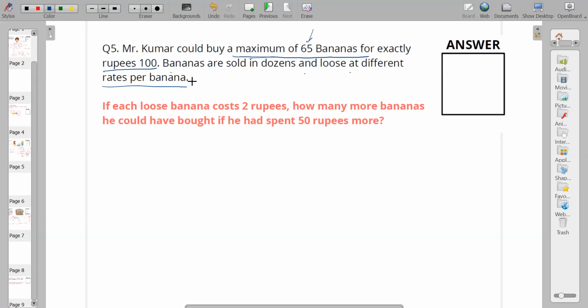Correct. But let's say, Arav, if you have 100 rupees and loose bananas at 2 rupees per banana, if you buy all the bananas one by one, you will get only 50. Correct or not? Yes, sir. 100 divided by 2 is only 50, which means the dozen banana is cheaper. That's why you are getting more bananas. If you buy loose bananas at 2 rupees each, a dozen costs 24 rupees. Understood. But here it might be lesser than that, and that's what you have to figure out.